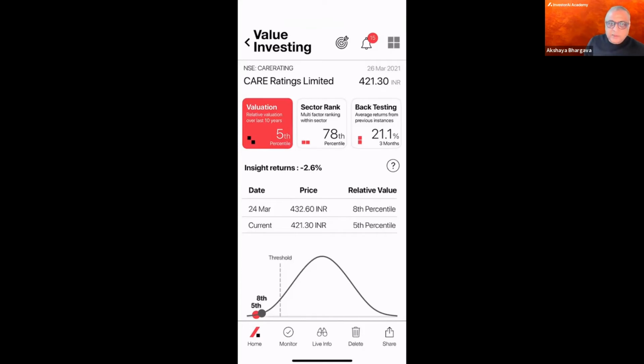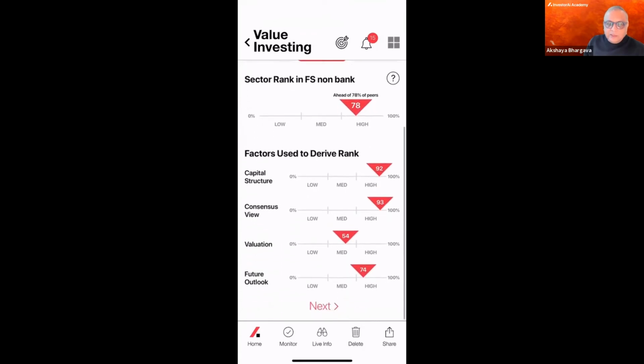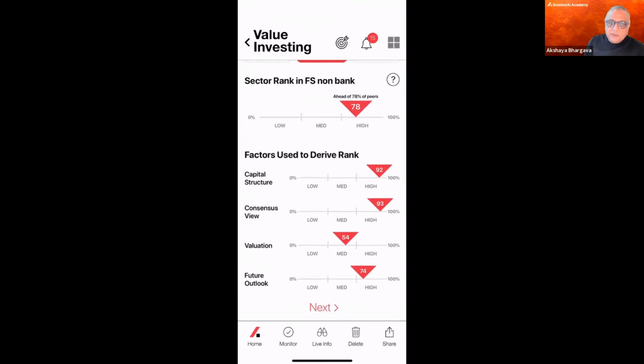Anyway, I hope that helps you understand. Let me also spend a little time on sector rank, because that may also be a little unclear. So we do the same thing. We create a multi-factor rank, and there are about 16 factors that go into it. The 16 fall into 4 categories: capital structure, consensus view, valuation, and future outlook. So consensus view, for instance, we take all the analyst ratings that have been published. We then assign a number to them. Then we calculate an average. And again, we do this for every single stock. And then we compare the average for Care Ratings against the market. And the higher the number, the better it is.